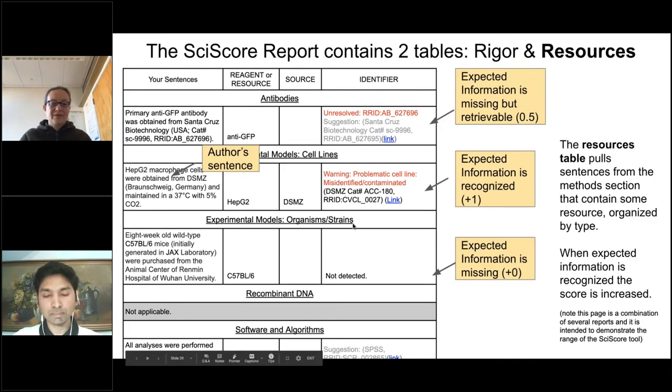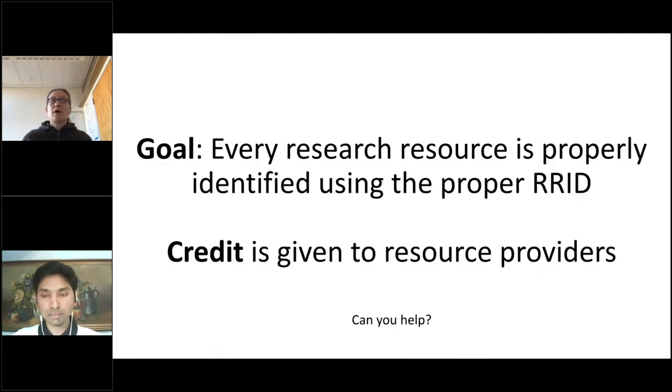And the warnings and things are actually starting to be all in the report. So you can take this, you can use it, and it should hopefully help you do some of that hard work of looking up one by one all of your reagents. So our goal is that every research resource is properly identified using the proper RRID. That's what we want. We want credit to be given to all of the resource providers who made those things.